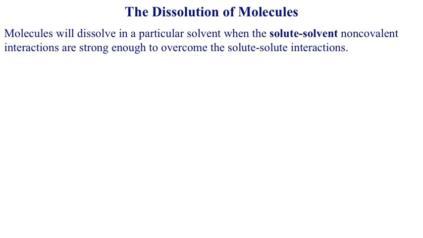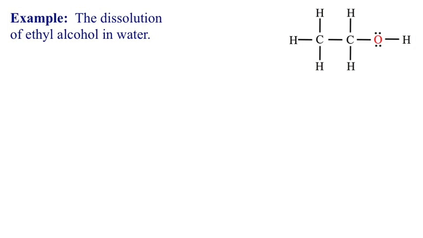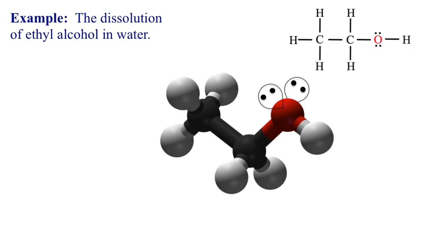Now let's consider the dissolution of molecules, covalent compounds. Molecules will dissolve in a particular solvent when the solute-solvent non-covalent interactions are strong enough to overcome the solute-solute interactions. Unlike ionic compounds that dissociate, when molecules dissolve, the individual molecules become solvated. As an example, let's consider the dissolution of ethyl alcohol in water.